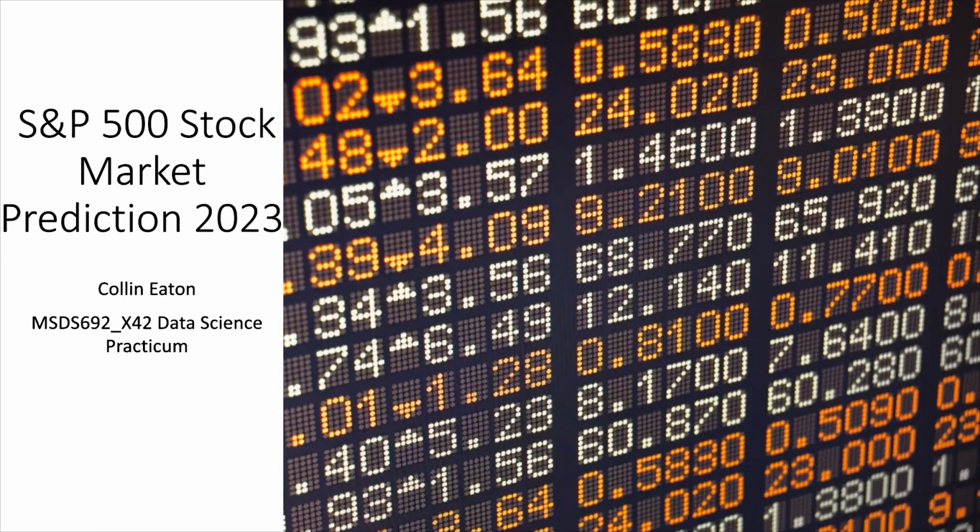The goal for my project was to take S&P 500 stock market values, create a model, and build a prediction for 2023.